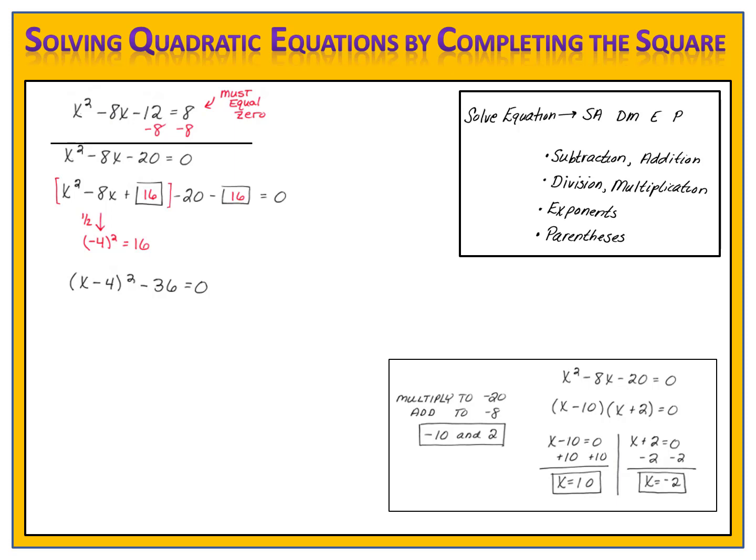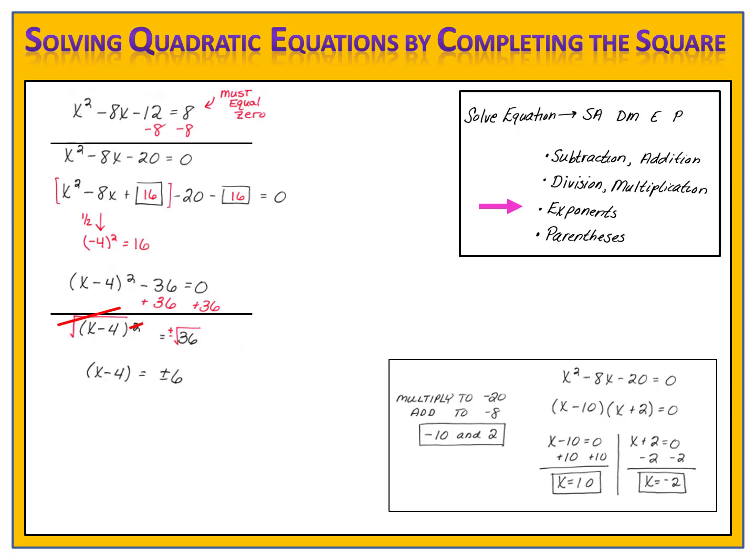Now we follow SADMEP, the inverse operations. We begin by dealing with subtraction and addition, adding 36 to both sides of the equation. Then we look for division and multiplication, which we don't have in this problem. Next, we deal with the exponents. The inverse of squaring is taking the square root. We do that to both sides. On the left, the square and the square root cancel out. On the right, don't forget the plus or minus in front of the square root of 36.